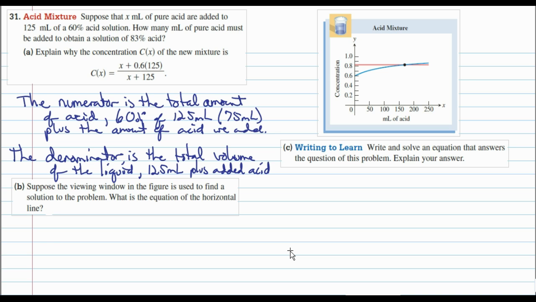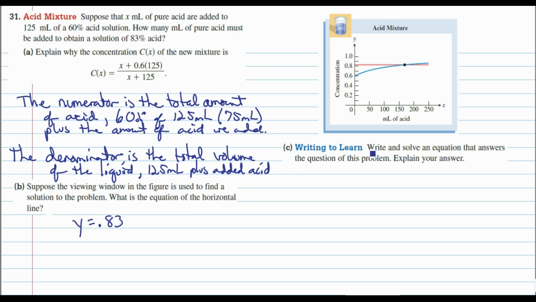Now part B says, suppose the viewing window in the figure, this one, is used to find a solution to the problem. What is the equation of the horizontal line? Well, that horizontal line looks like 0.8 something, going back to the original problem. How many milliliters of pure acid must be added to obtain a solution of 83% acid? So that horizontal line is going to be y equals 0.83. That would be our C of x value.